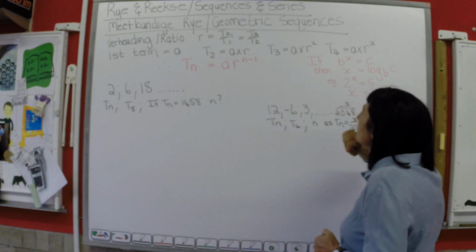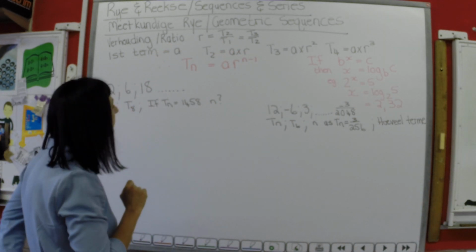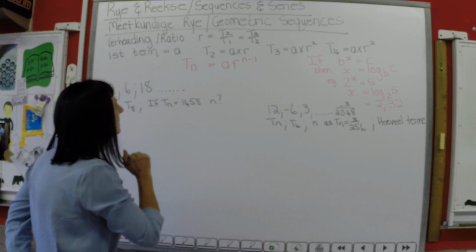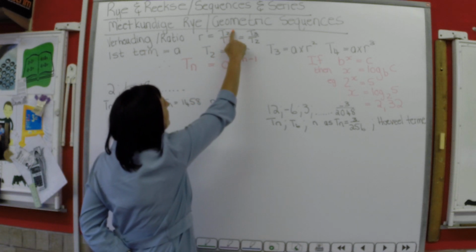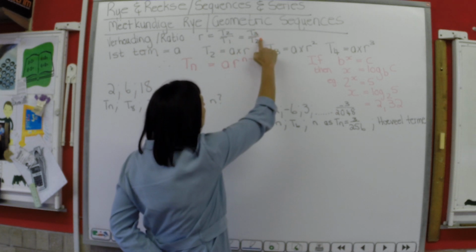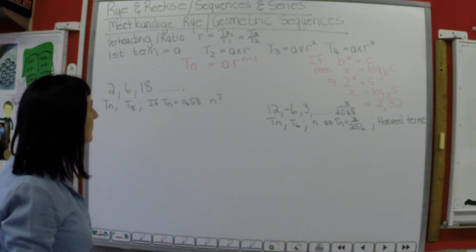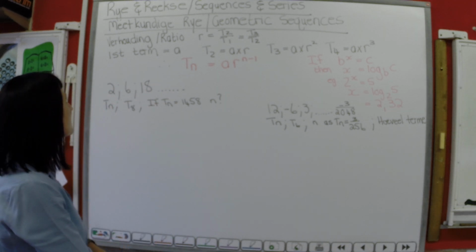Geometric sequences got a ratio. Nou 'n ratio beteken in plaas van dat ek aftrek, deel ek. Term 2 gedeel deur term 1 moet gelyk wees aan term 3 gedeel deur term 2. That's very, very important. Hy het 'n verhouding in plaas van 'n verskil.